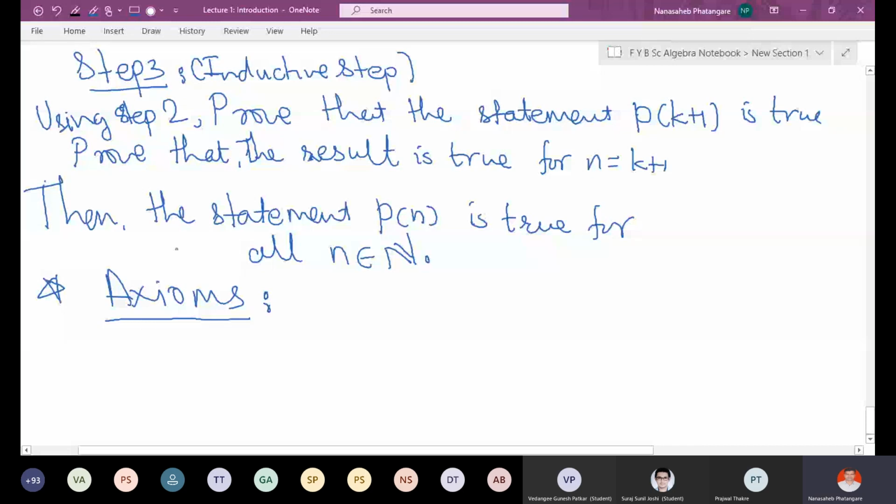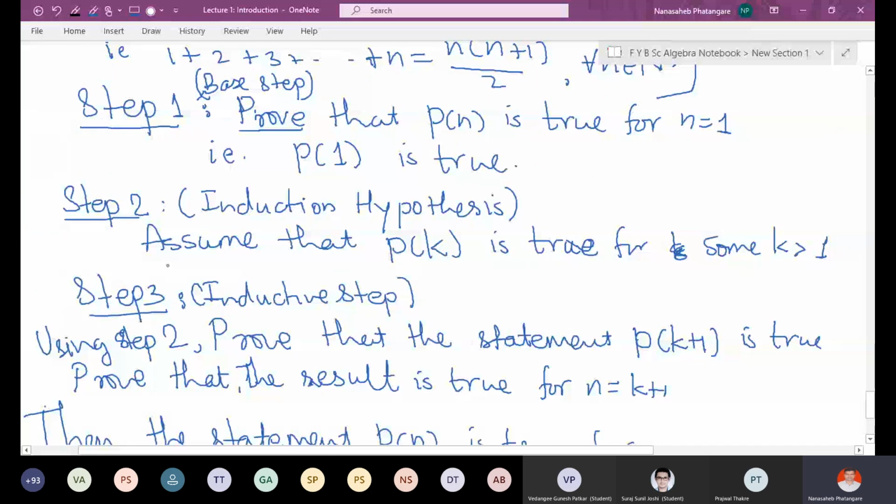Okay, and therefore if you want to prove that a statement about natural numbers is true, then what do we need to follow? We need to follow these three steps, right? What are these three steps? First, prove for n is equal to 1, assume for k, and from that prove for k plus 1. If it happens to be true from k to k plus 1, then we can definitely declare that our statement is true for all natural numbers.